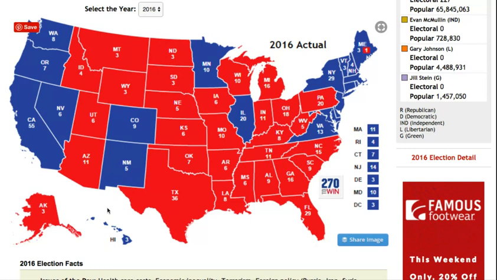So the popular vote is the vote of the people. Whenever I go vote in November, my vote counts as part of the popular vote. The popular vote then determines the electoral vote, and the electoral vote determines who will win the presidency. Okay?